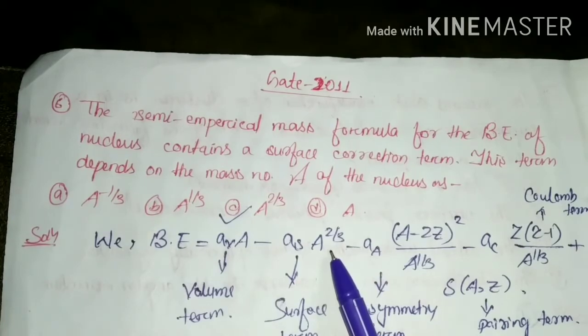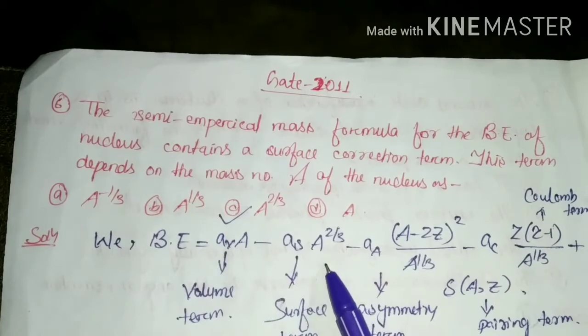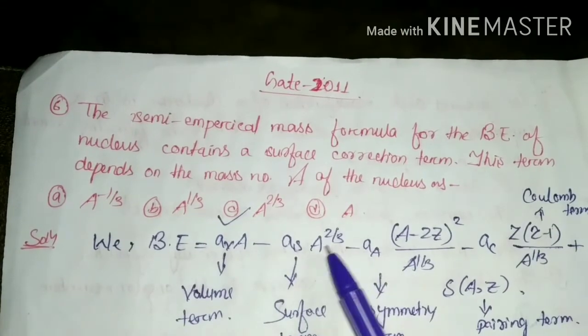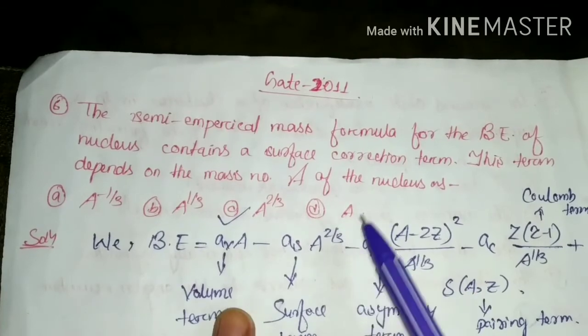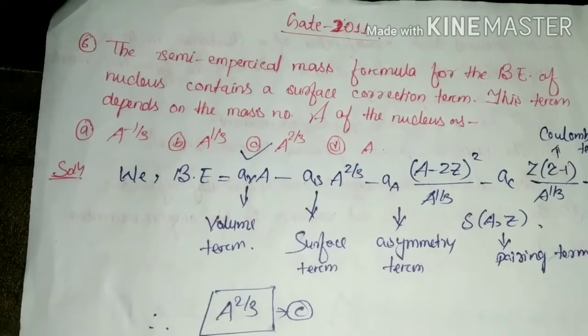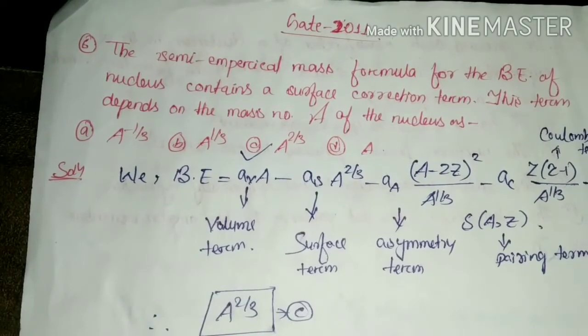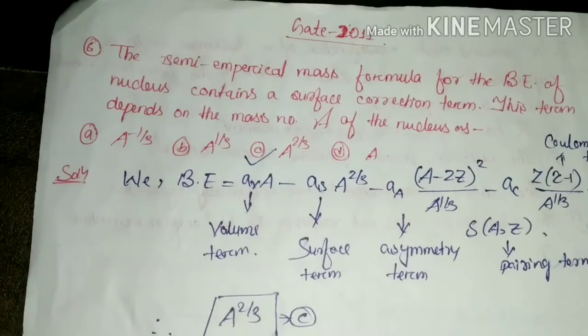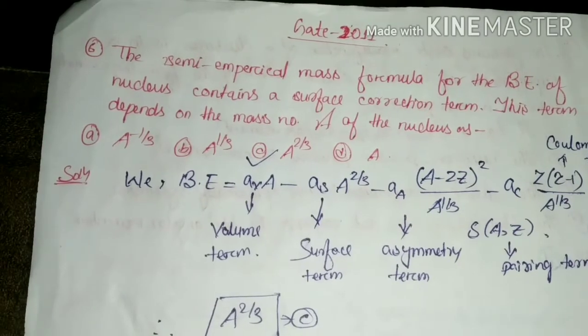So what is its proportionality, meaning how does it depend on the mass number? Here you can see it is A to the power 2 by 3. So the correct option is option C. The question is very simple. You just have to state the dependence of the surface correction term on the mass number of the nucleus. So now let's come to the next question.